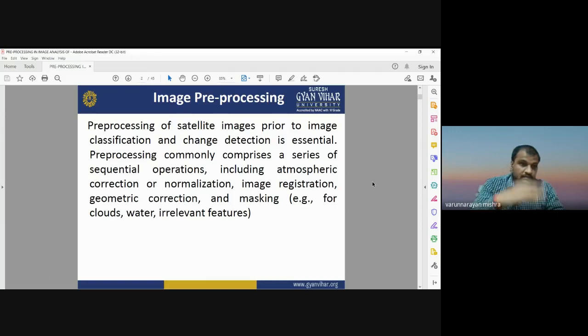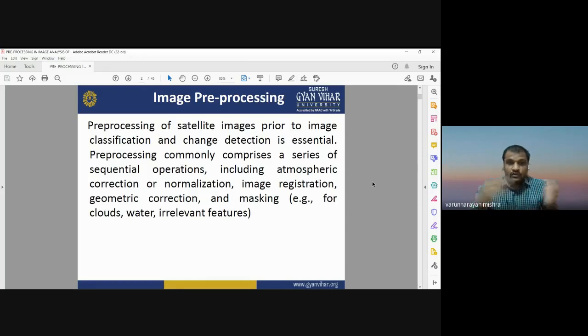The pre-processing commonly includes a series of sequential operations that includes atmospheric correction, image registration, geometric correction, and masking. Suppose you want to study urban growth over a period of 30 or 40 years; for that you need multi-temporal data sets. So in this kind of change detection analysis, we need to perform atmospheric correction because the images acquired at different dates or different times may have different atmospheric conditions.